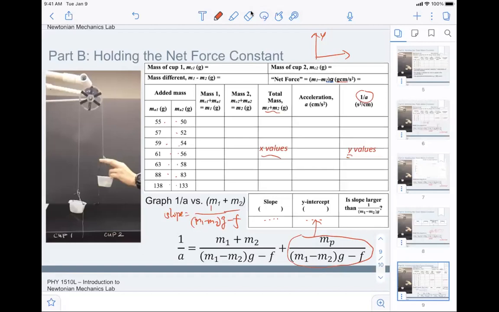Is the slope larger than 1 over (m1 minus m2) g? Well, you can see that our actual slope is 1 over this minus f. So minus f makes the entire denominator smaller, and 1 over a smaller value gives us an overall number that is going to be, yes, larger than just 1 over (m1 minus m2) g.